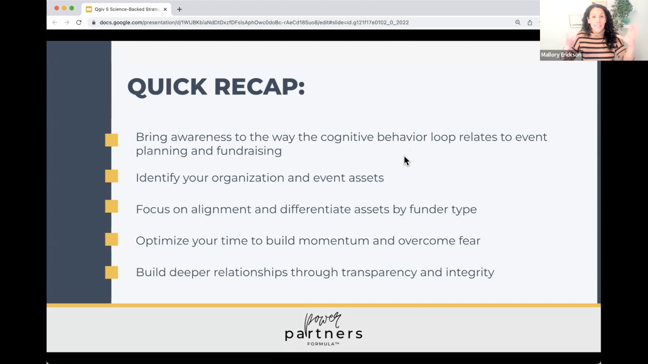The first piece of this, designing your signature event, this is the process to designing this event, bringing awareness to the cognitive behavior loop and how it relates to event planning and fundraising. Identifying your organization and event assets, focusing on alignment and differentiating those assets by funder type, optimizing your time to build momentum. And the other thing about momentum is that it helps us overcome fear.